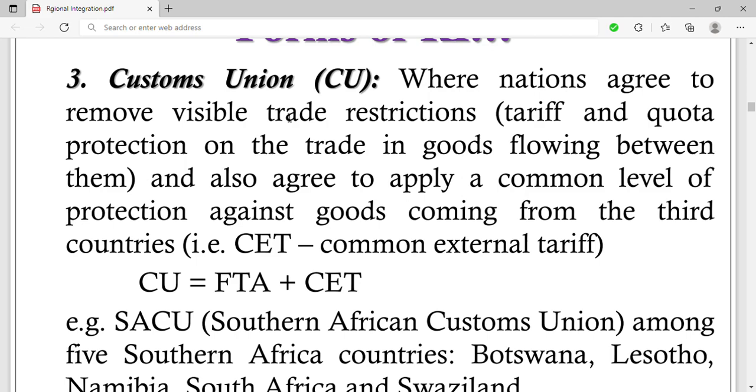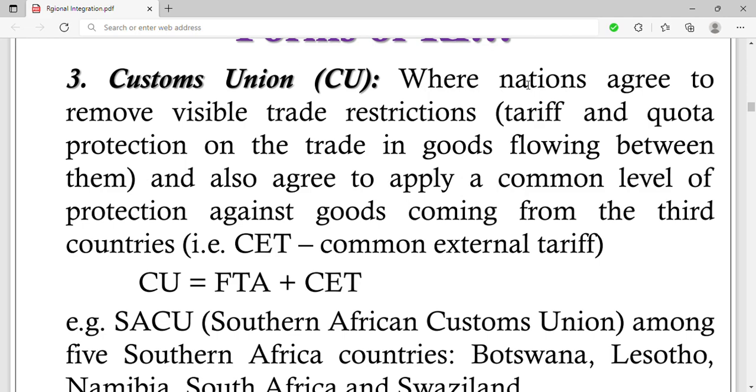Like they remove all the visible restrictions, so countries within the East African Community, Uganda, Kenya, and Tanzania, can trade with each other without paying any taxes and all that. But they also come up with a common tax that they are supposed to charge to third-party countries, the same tax in Uganda, Kenya, and Tanzania, and other restrictions. It is what they call customs union.